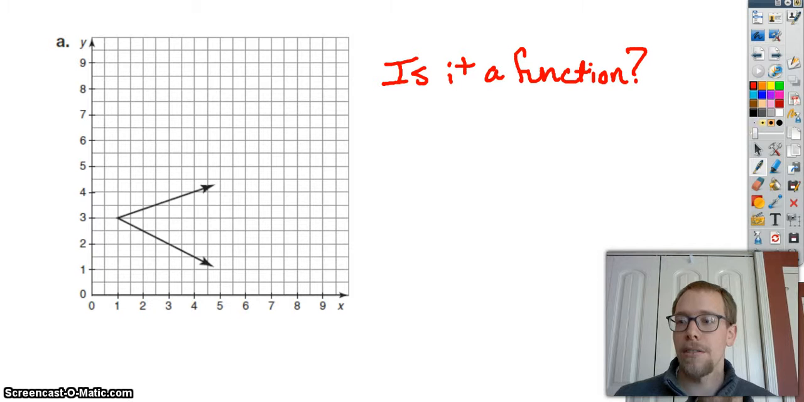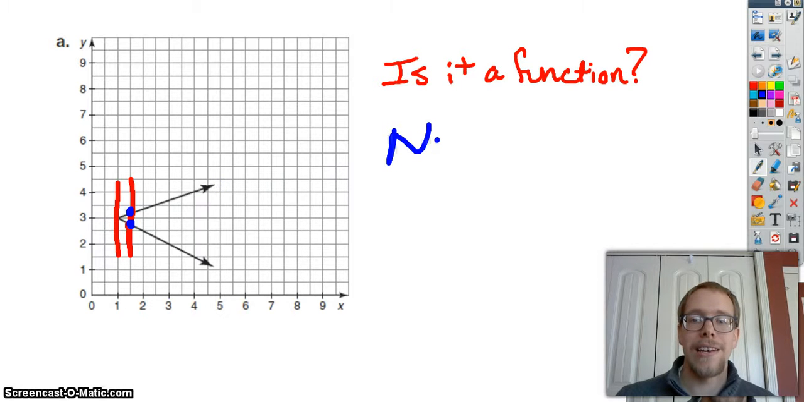So we take our pen and we start drawing vertical lines. Notice that one crosses the function at 1 point. Here's another one. Notice it crosses at 2 points. And that's it. At that point, we see there's one vertical line, and it crosses this function at 2 points. Because of the vertical line test, when we draw this vertical line and it crosses this relation at 2 points, this is not a function.